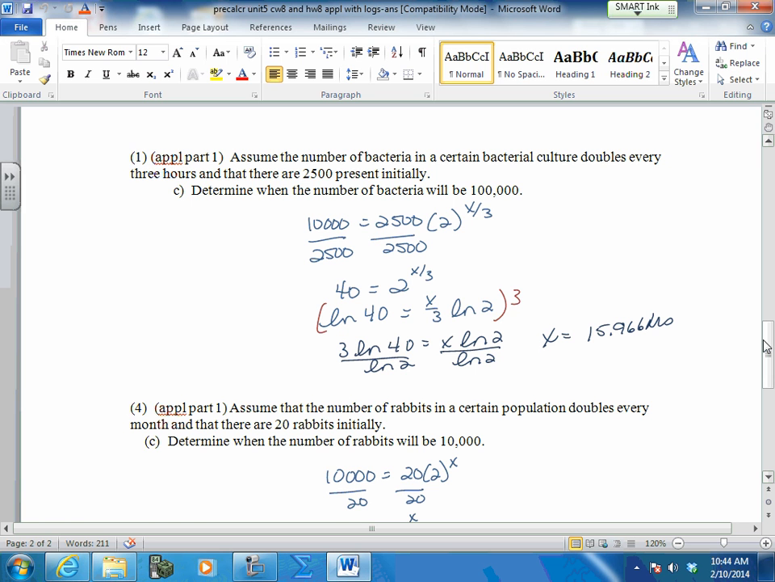Okay, here was your bacteria. We did this on the second day. Now, again, be careful. This is your rate. This is where you double. That's a double. This is your time, but the time has a cycle to it. It has a cycle every 3 hours. So we put it in every 3. Now, determine when it will be 100,000.